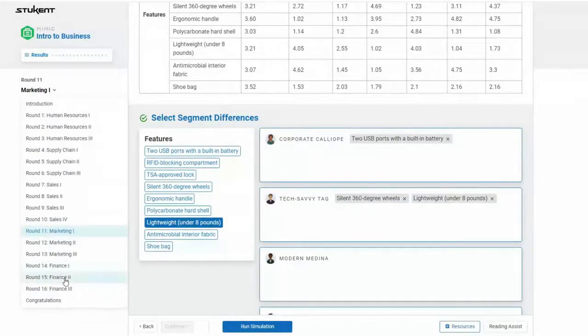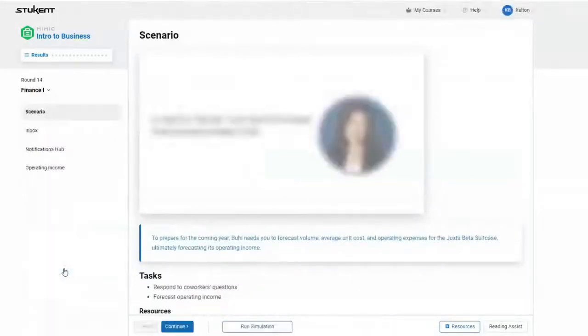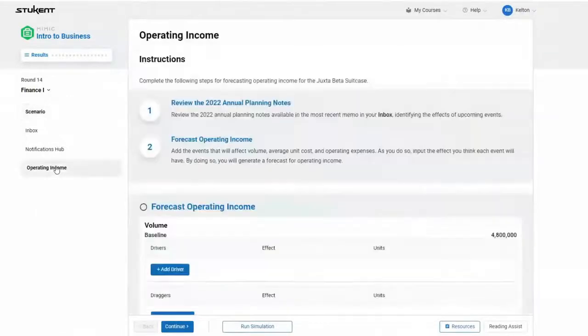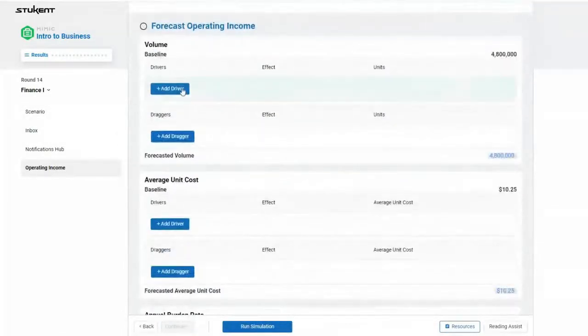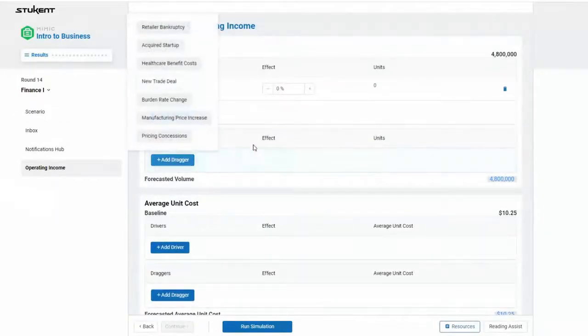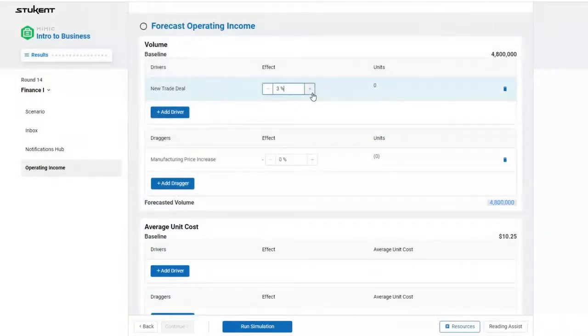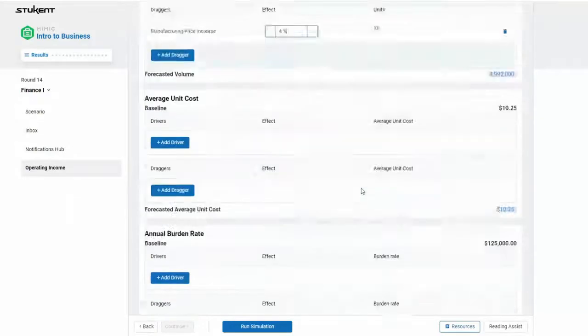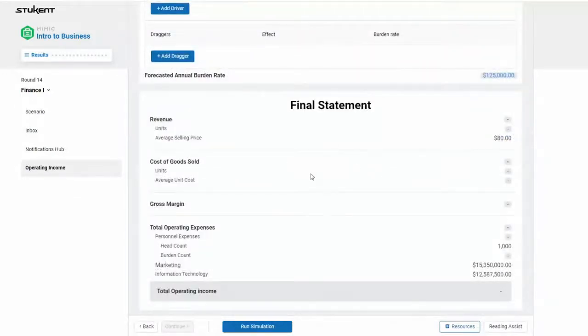In the finance rounds, they'll have different interactions, but this one is one of my favorites. They'll be able to go into the operating income and add some drivers and some draggers and the percent effect that has on this. And this is going to populate a financial statement.